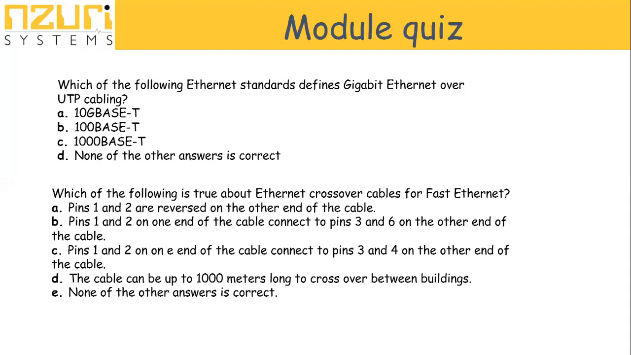So pins 1 and 2 on one end of the cable connect to pins 1 and 3 on the other end. Which of them is true actually? Question 2 is talking about crossover cables. Which of the answers seems to be B? B says pins 1 and 2 on one end of the cable connect to pins 3 and 6 on the other end. Yes, so the answer is B, which is correct.